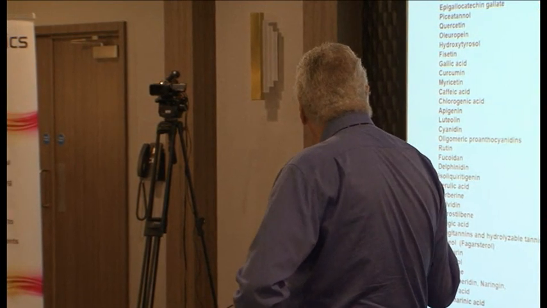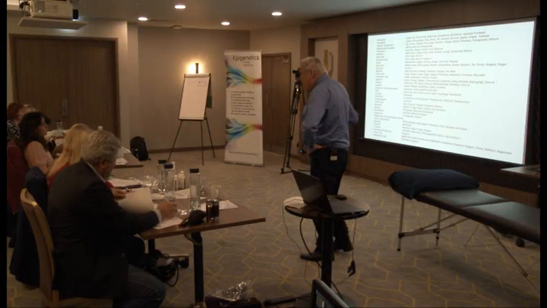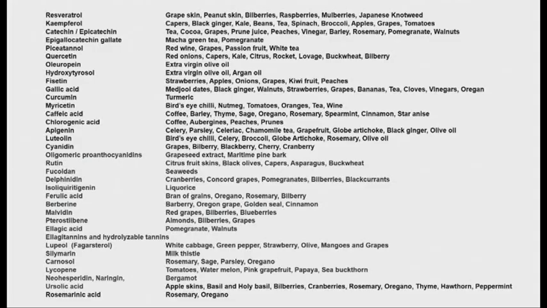So you can see there's about 30 different polyphenolics there. I'm going to cover the most important ones that I find come up with people. So resveratrol, which is in grape skins, peanut skins, a little bit in bilberries, raspberries, mulberries, but Japanese knotweed is the key commercial source. Kaempferol, interesting, the richest source of kaempferol is capers.